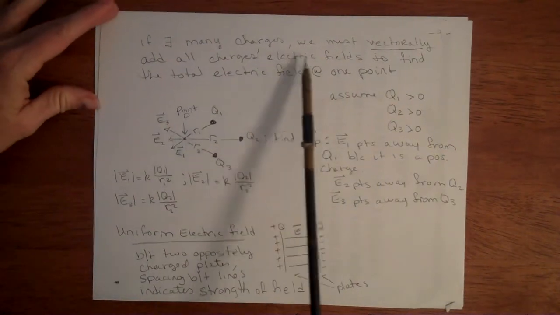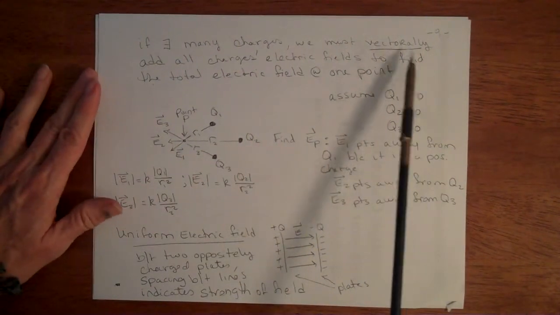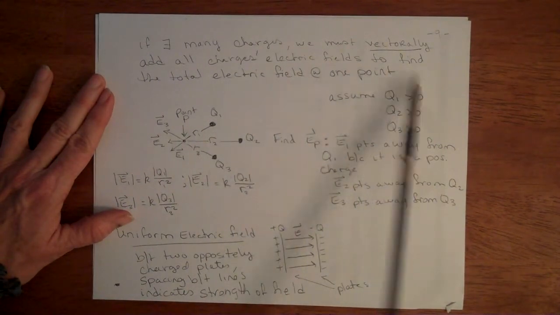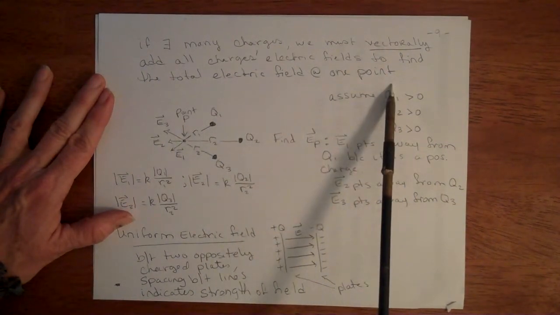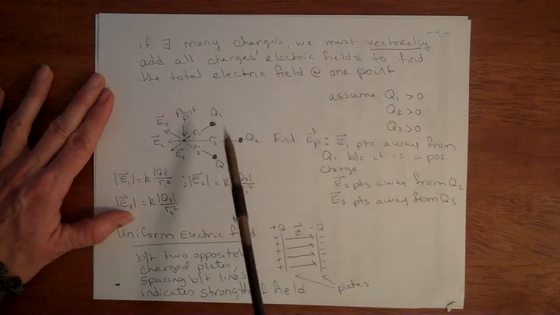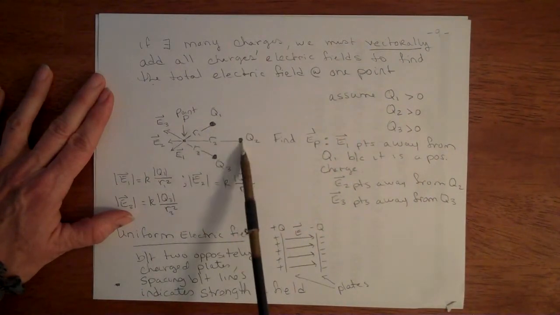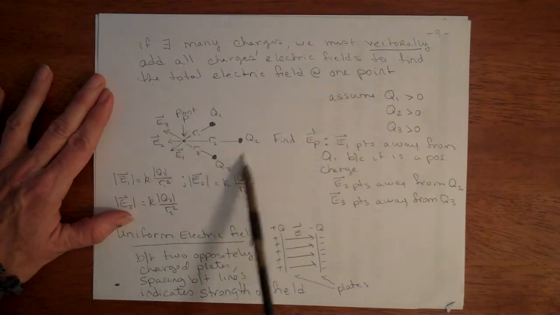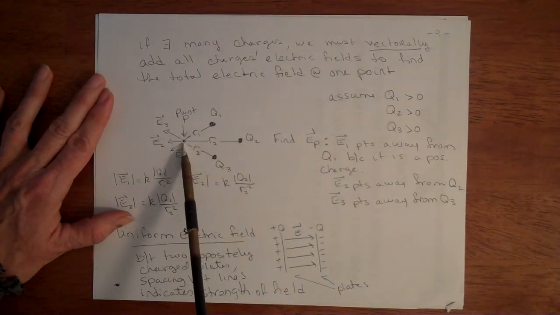If there exist lots of charges in one area, we must vectorially add all the charges' electric fields to find the total electric field at one point in space. So let's take three charges, Q1, Q2, and Q3, that are located in this space right here. And we want to find the electric field right here at some point P. I just randomly picked a point.